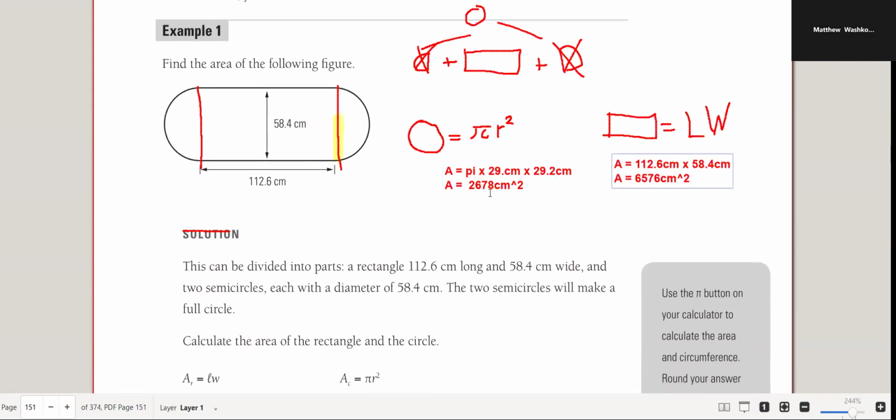I don't care right now. I really don't. If you guys can get to this point, you've shown your work, full marks. I really don't care about the rounding. Round to make numbers easier. That's totally fine. So now all I've got to do is add these two up, right?